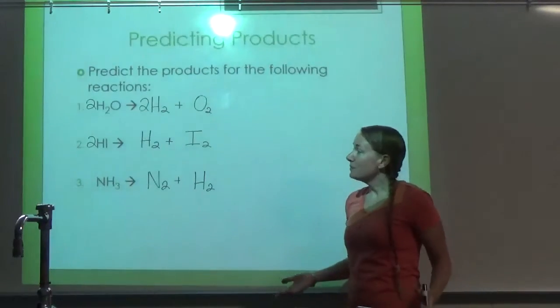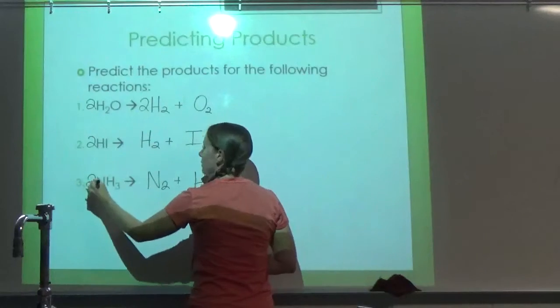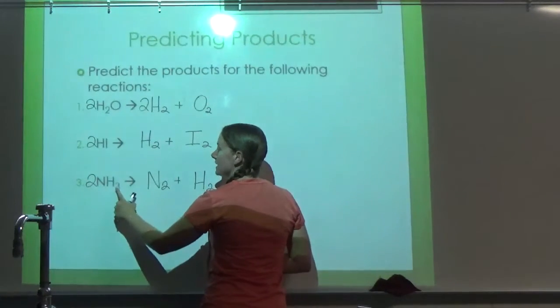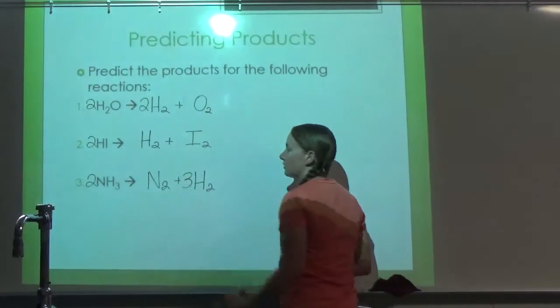So then last step, of course, is to balance it. So here I have 2 N's, so I'm going to put a 2. Now I have 6 hydrogens, so what times 2 gives me 6? 3.